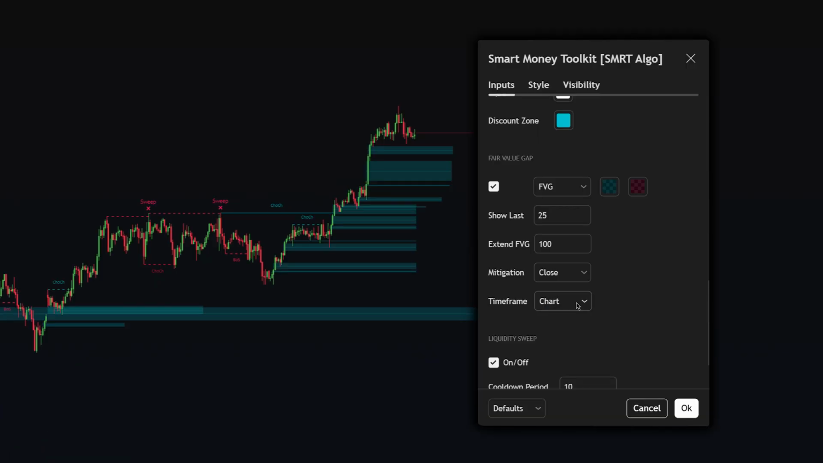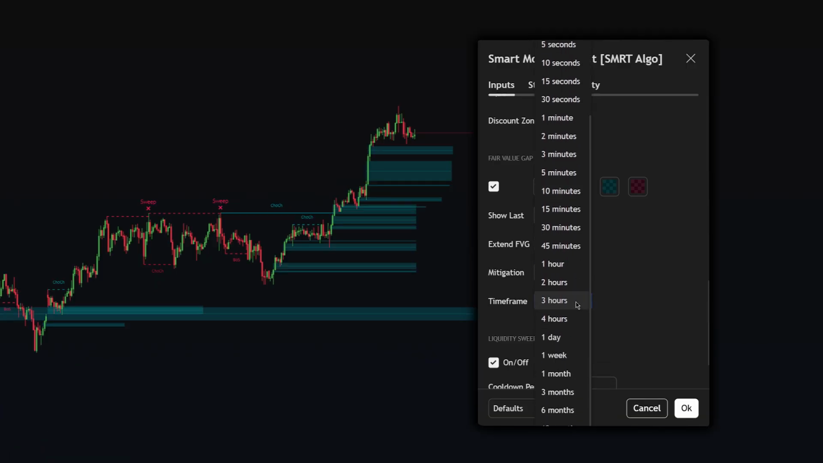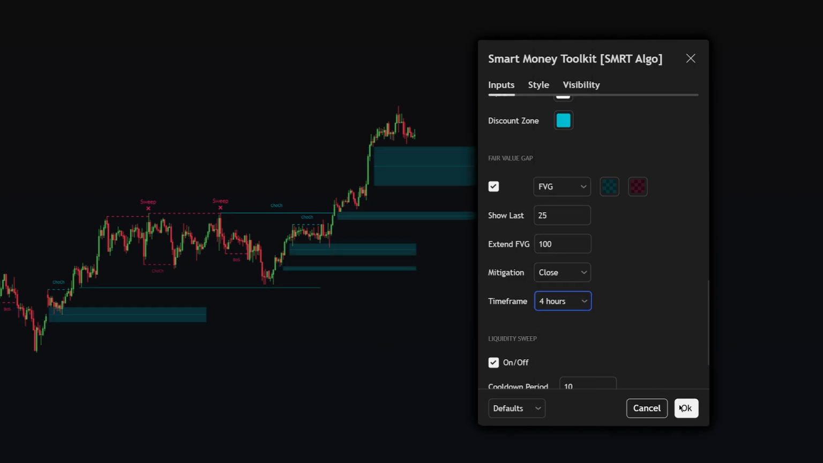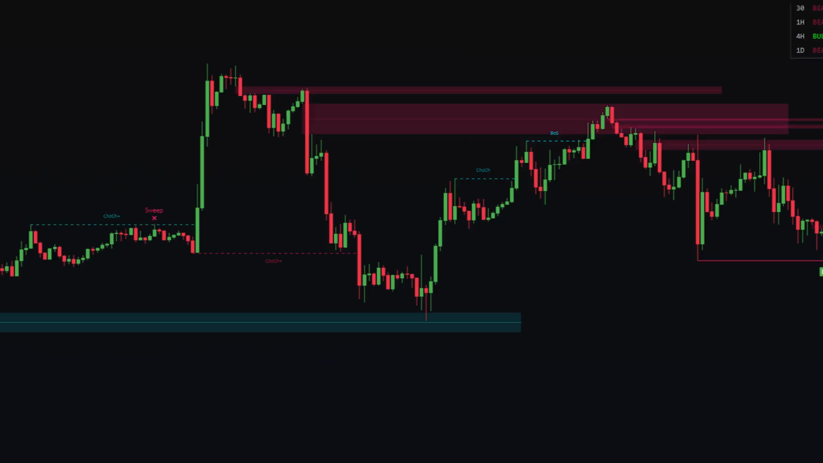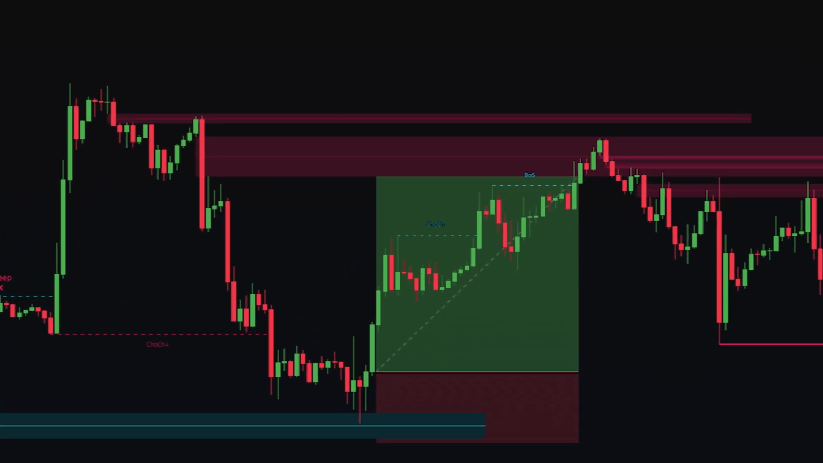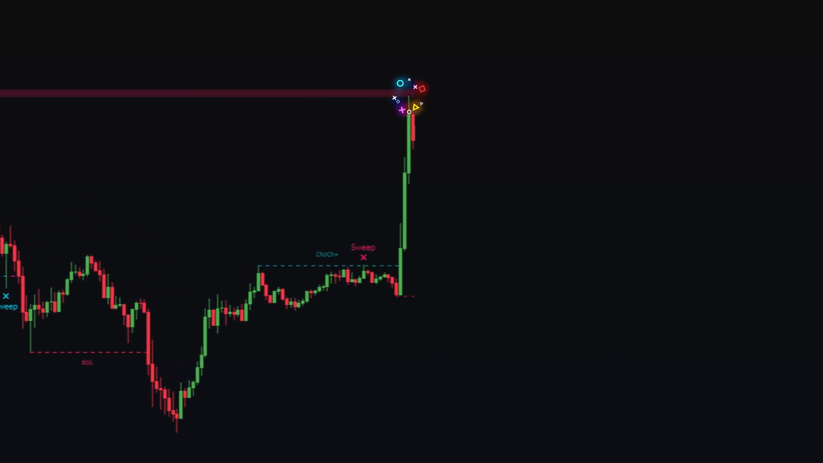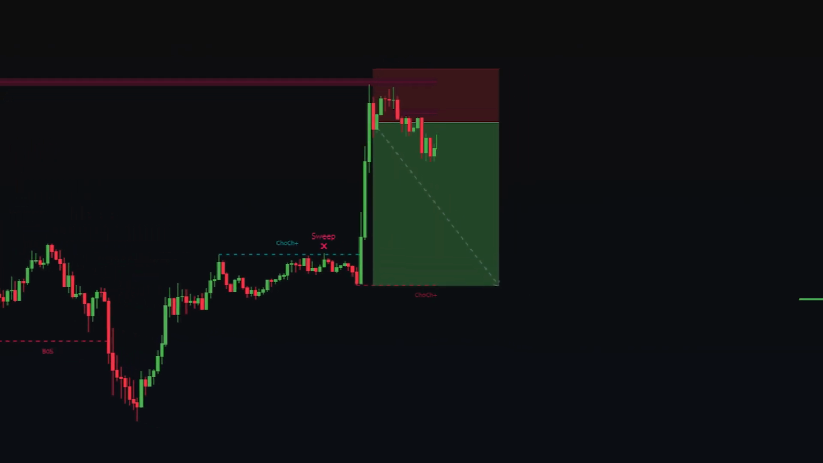So recognizing the importance of imbalances, we added a multi-time frame feature, so you can easily check fair value gaps that form on higher time frames. As mentioned earlier, these zones act as magnets, making them ideal levels to set targets or to place your stop loss. If you want to use them as entry levels, it's best to wait for a reaction of the price to these levels before executing a trade.